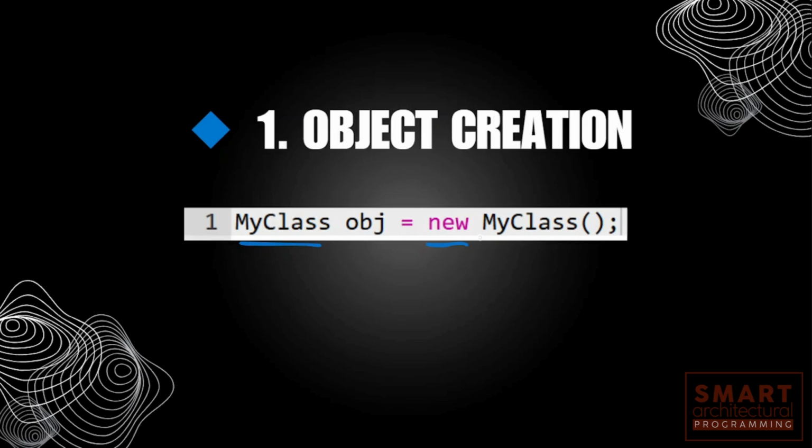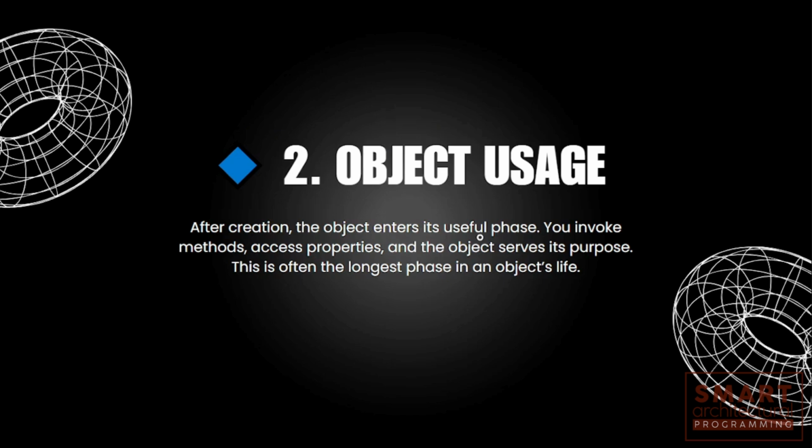Then you go to object usage. After the creation phase, the useful phase of the object starts. What happens there is you invoke methods within the object. Basically, you have classes, and you have set up methods within those classes. You invoke those methods after you create the object and access properties in that object, and the object serves its purpose, whatever that purpose may be. This is the second phase, usage, and it is often the longest phase in an object's life, because here you're running that logic and ultimately doing what the object and the class were created to do.